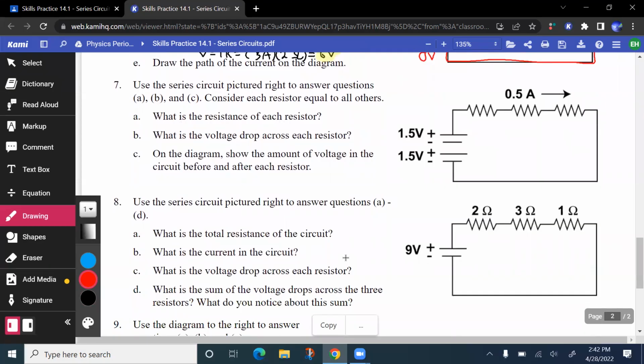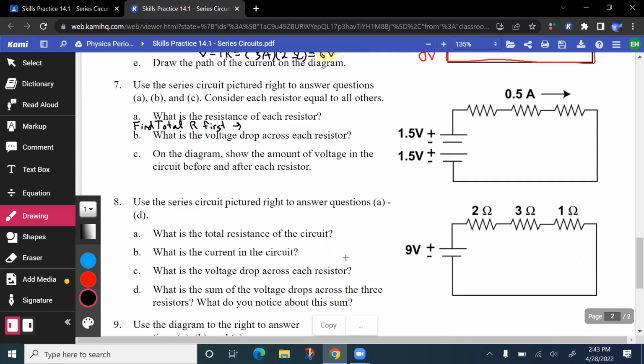Number 7, use the series circuit pictured to the right to answer questions A, B, and C. Consider all resistors to be equal. Okay, what is the resistance of each resistor? Well, to find the resistance, you need to find the total resistance first.